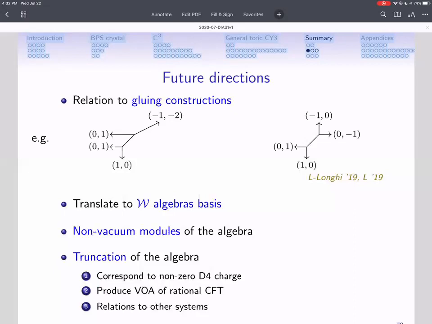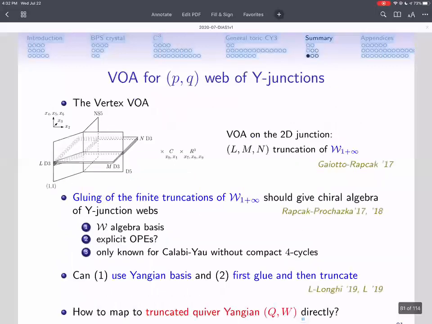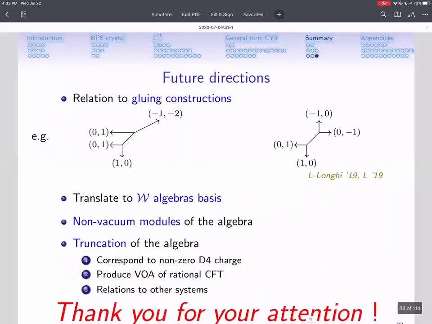But there are other types of BPS bound states, for example those with open BPS states, and for those you need non-vacuum modules. And finally, it's interesting to study the truncation of the algebra. Those will correspond to the non-zero D4 charges. The truncation will also produce a new family of rational UAs, and this will relate to other systems. But I think I'm running over time, so I'll end here and answer questions.